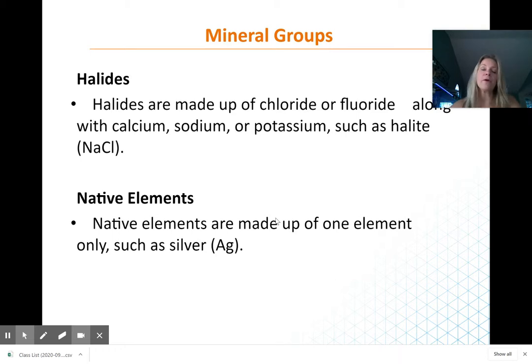All right, and then we've got a few more. So we've got halides. That would be like our salts. So NaCl, which is a natural form of salt, like halite, for example. Some of you thought that the gypsum and calcite was halite, except for halite tastes salty if you were to taste it. And then the last one, native elements. So native elements would be just like silver by itself, gold by itself, tin by itself. So those are just one element only. So those would be any of what we typically refer to as metals from the periodic table.